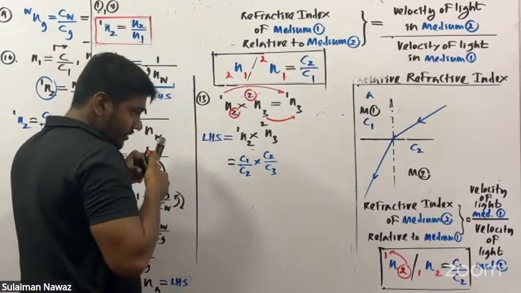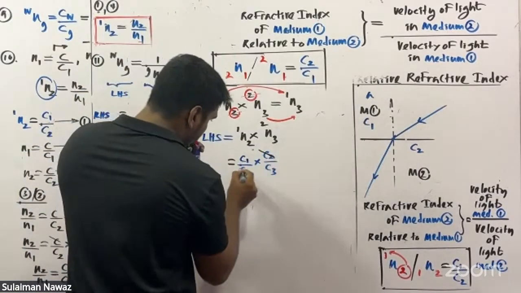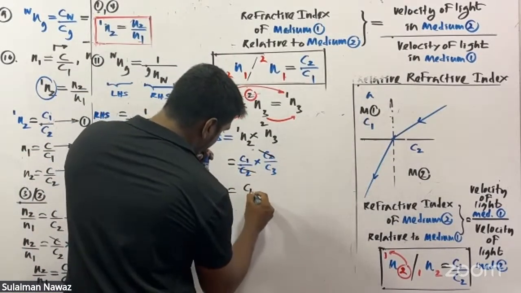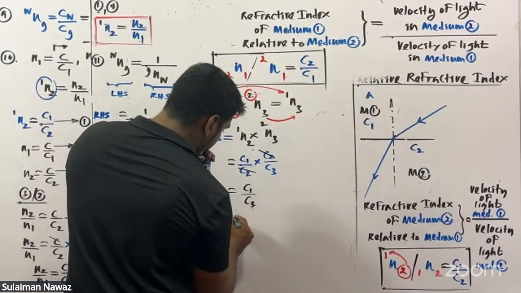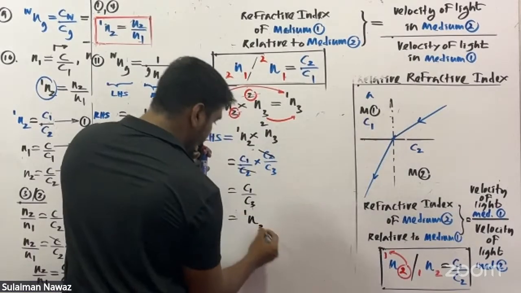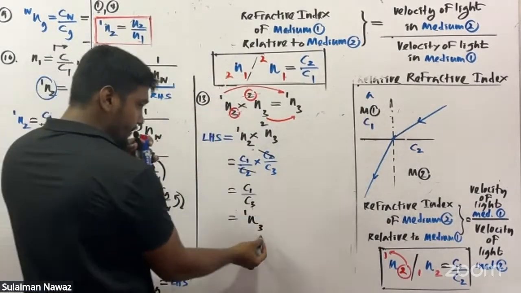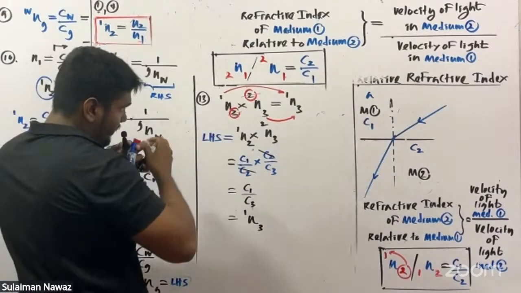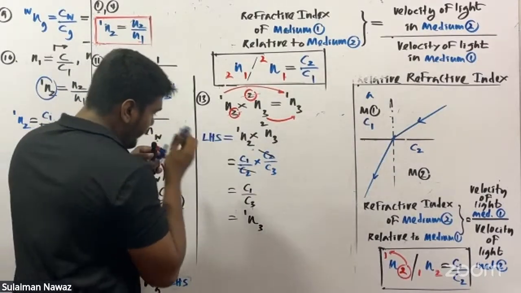Simple. C2 and C2 cancel out. What is remaining here? C1 over C3. Top is C1, bottom is C3, means top is 1, bottom is 3. That is the refractive index of medium 3 relative to medium 1. Left hand side equals right hand side. Very simple story.